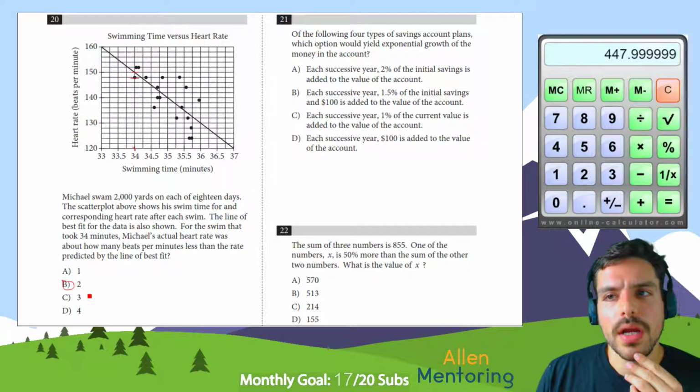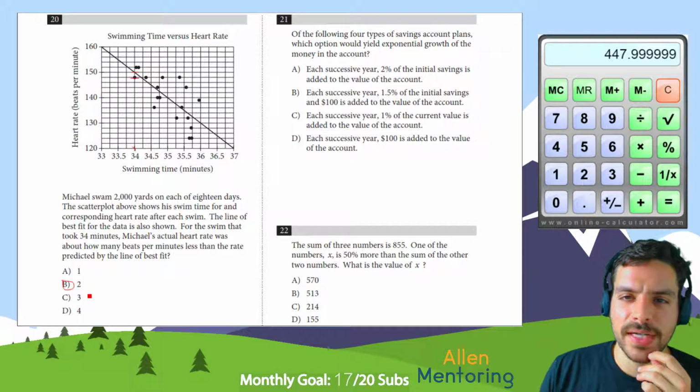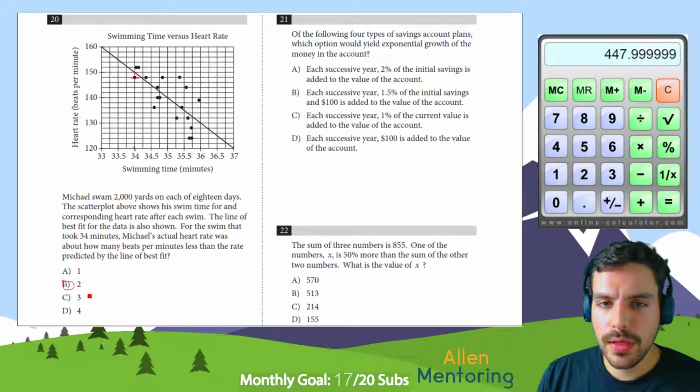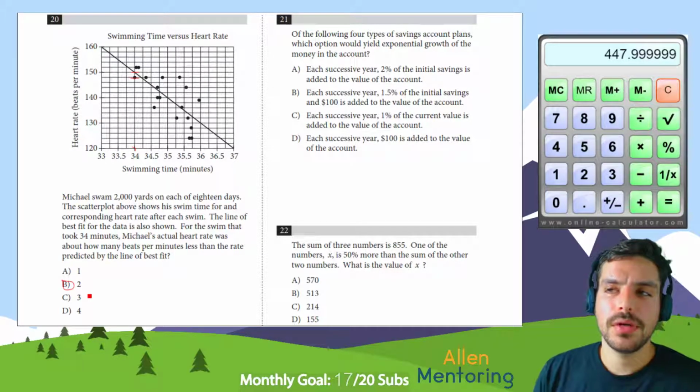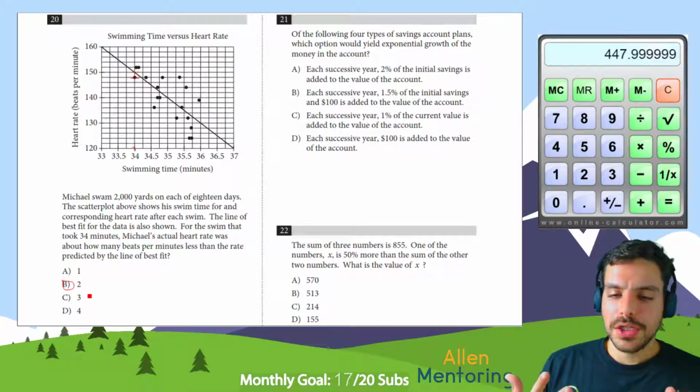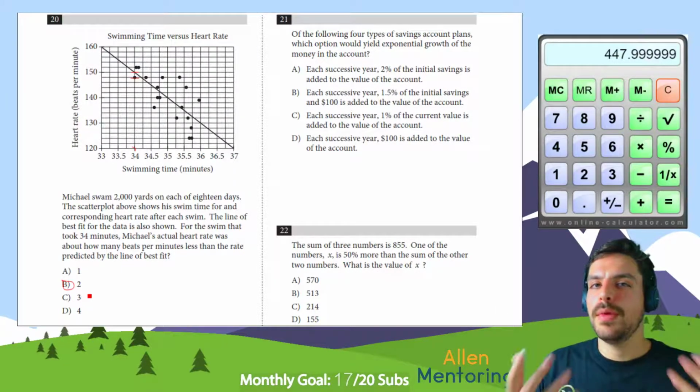21. Of the following 4 types of saving account plans, which option would yield exponential growth of the money in the account? So before even looking at the solutions, how would you yield exponential growth? Chances are you would want to compound the money that you have.